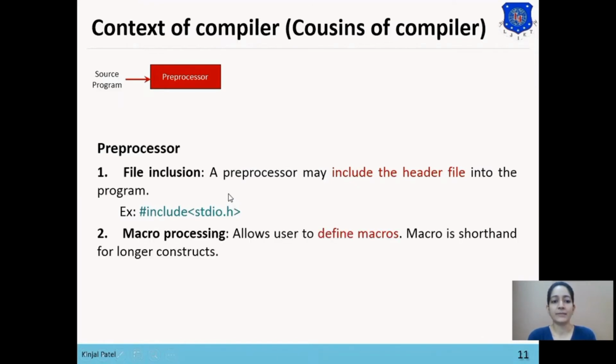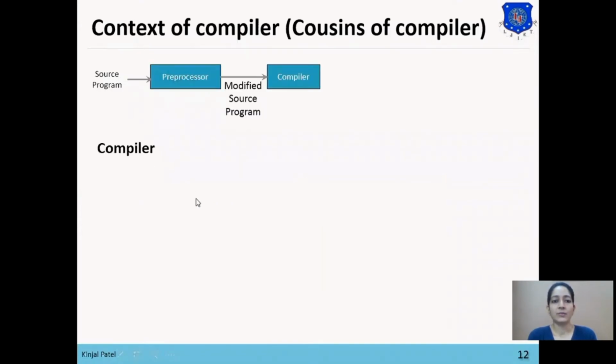Then second function is macro processing, means it also allows user to define macros. So the constant value will be replaced by adding the files from the library. Then preprocessor converts the source program into modified source program. So in modified source program, there are no hash lines in it.